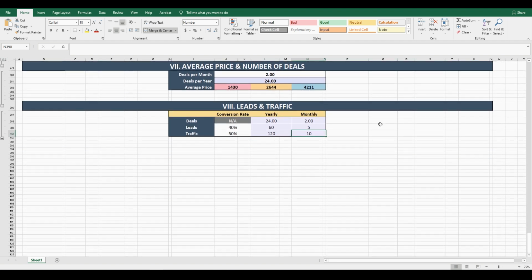Throughout the time, you should always keep track of these statistics so that your conversion rates of leads and traffic stay as precise as possible in order for you to plan ahead with assurance.